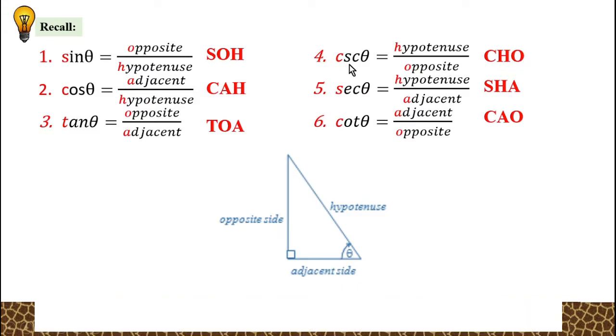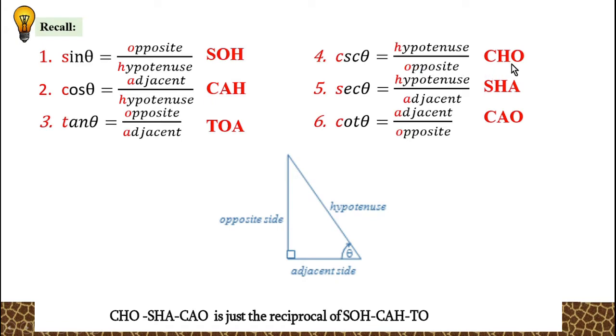C for cosecant theta equals H hypotenuse over O opposite. S, secant theta equals H hypotenuse over A adjacent. And your CAH, C for cotangent theta equals A adjacent over O opposite.